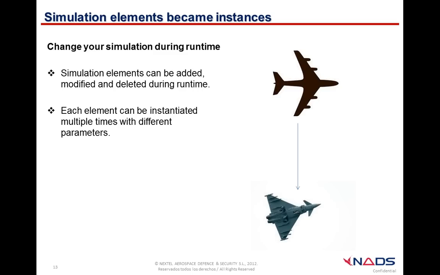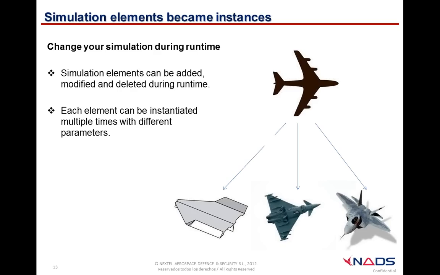Each object, each element can be instantiated multiple times. You can change the parameters, even during the simulation. So your plane can become, during the simulation, one kind of plane, another kind of plane, or even a paper plane.